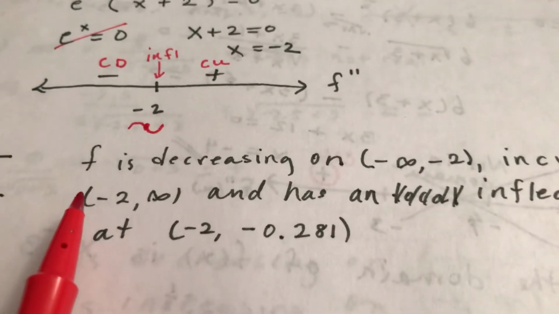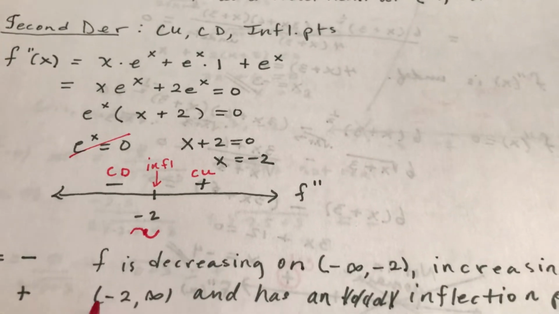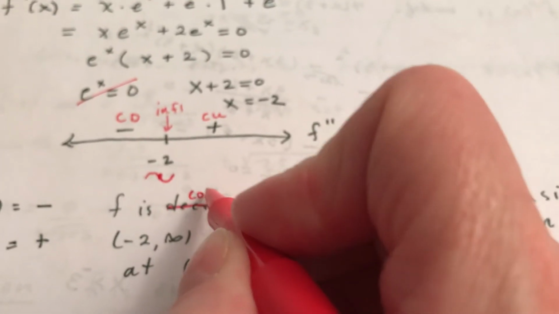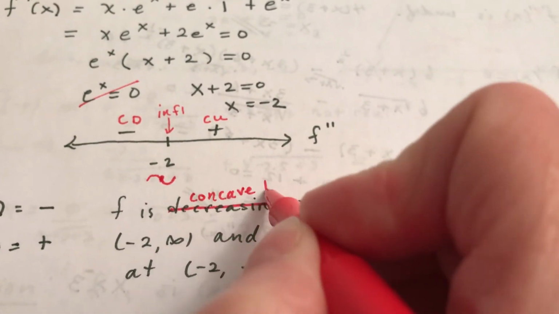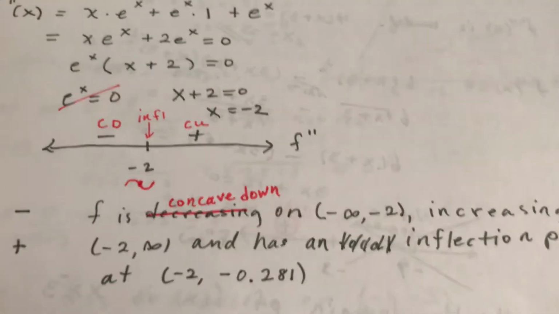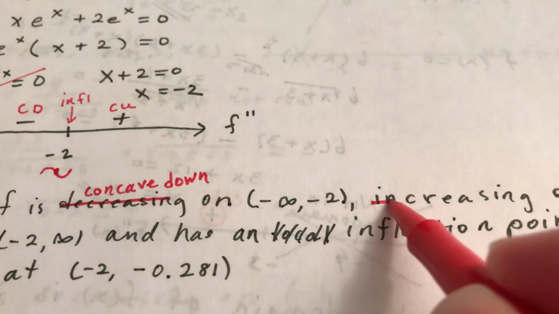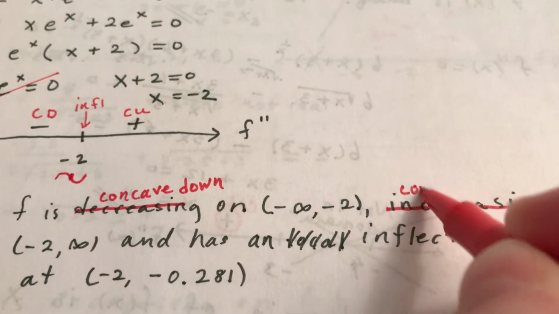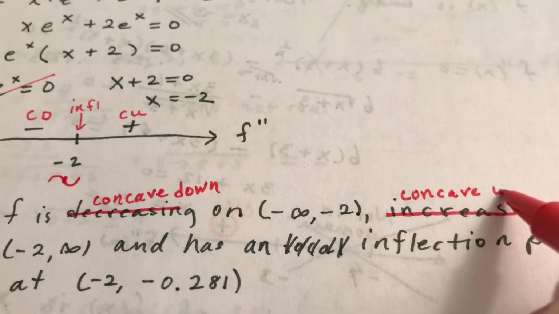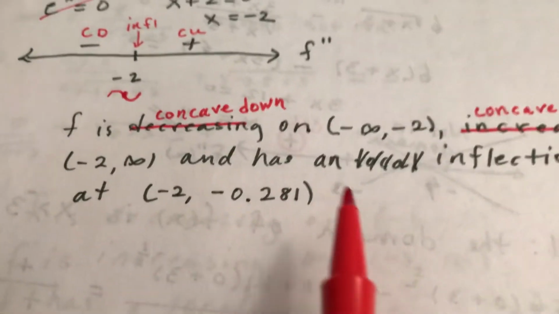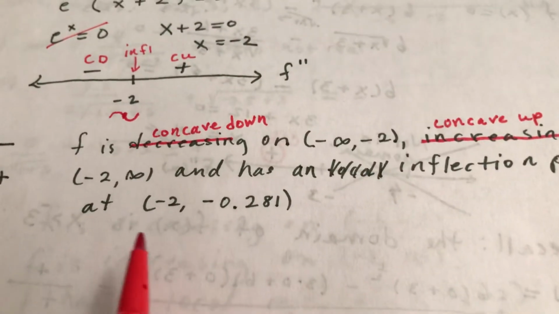So I wrote f is, should be concave down. Wasn't thinking when I wrote that. On negative infinity to negative 2, and should be concave up on negative 2 to infinity, and has an inflection point at negative 2.